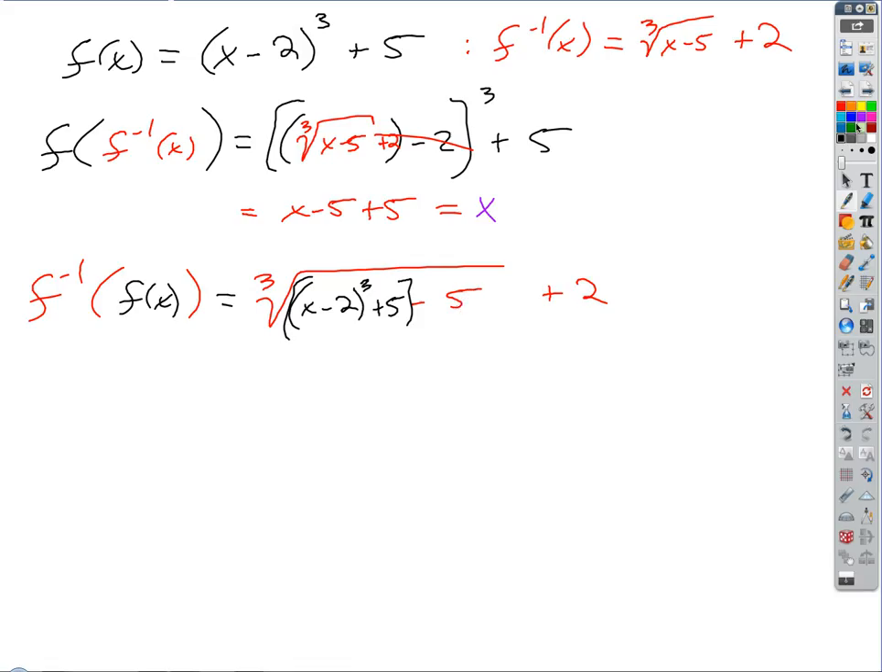So what happens? The 5's cancel. So now I've got the cube root of something cubed. Well, what does the cube root of the cube do? Cancel. So that looks like x minus 2 plus 2 equals x. Ah, what do you know?